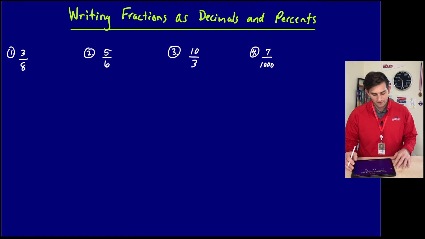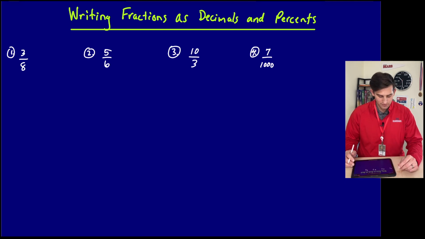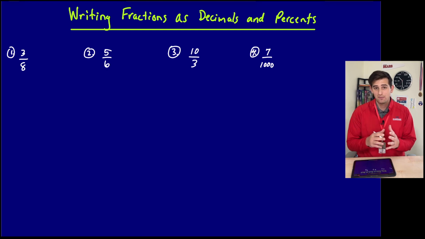All right, number 1, we have 3/8. So for 3/8, we are going to use long division. Now, what you could do, and what might be a good idea, would be to memorize the decimals for 1/2 all the way through 1/10. So 1/2 is 50%. 1/3, 33.3 repeating. 1/4, 25%, or 0.25. And then 1/5 would be 0.2.